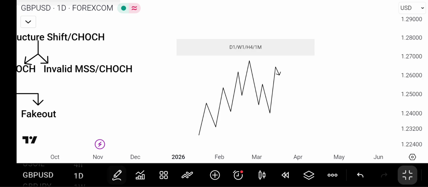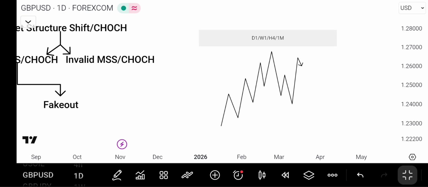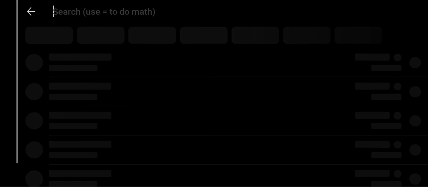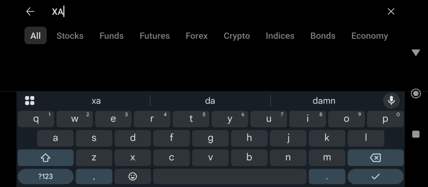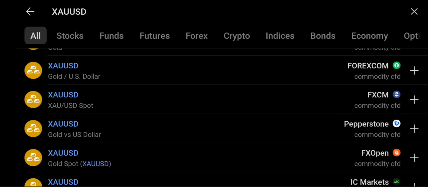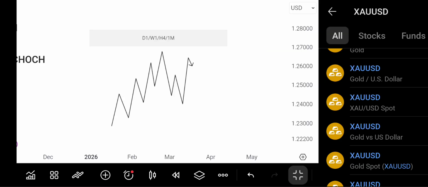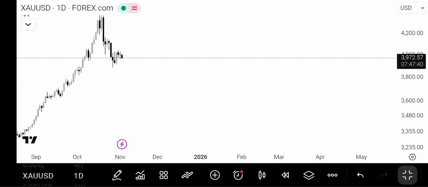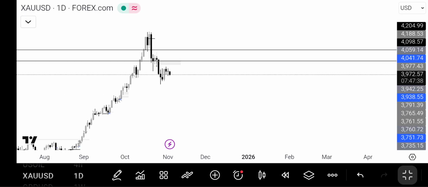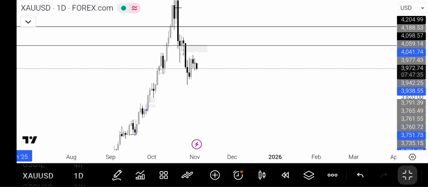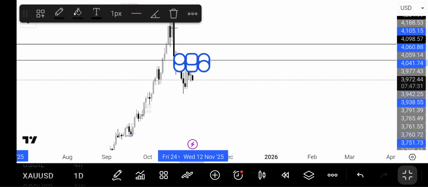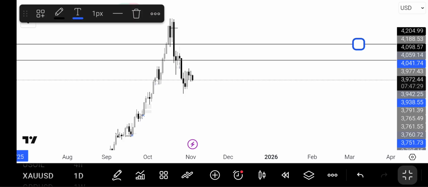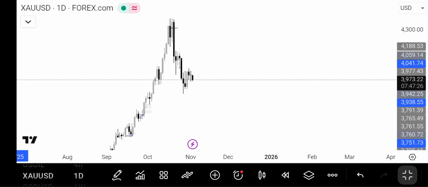Let me show you an example on gold, what I'm trying to say. Okay, gold is not here. AU USD. Open that. This is gold, the daily. Look at what I'm waiting for on gold. Let me delete all this a minute.